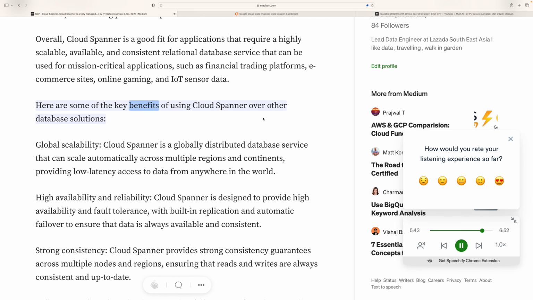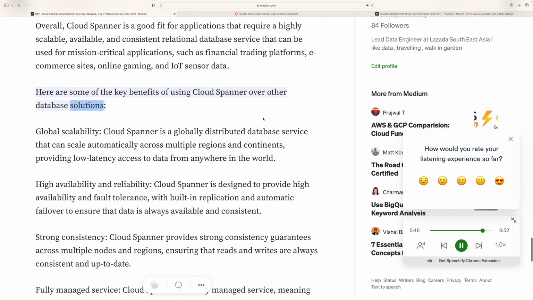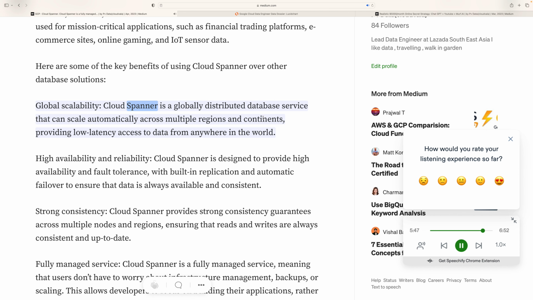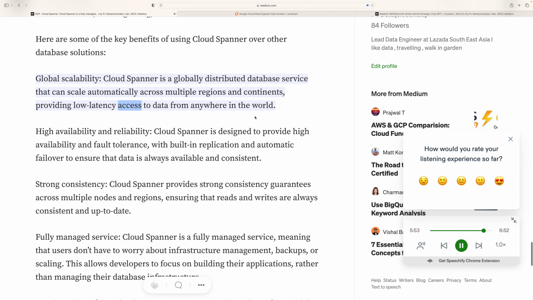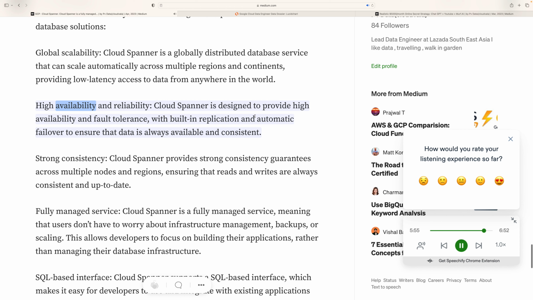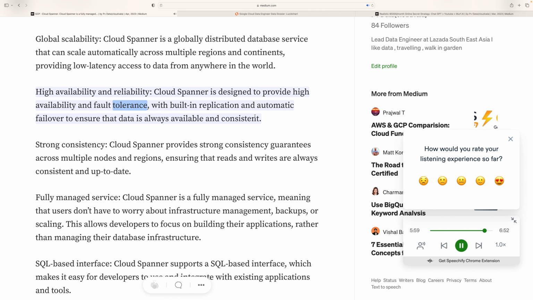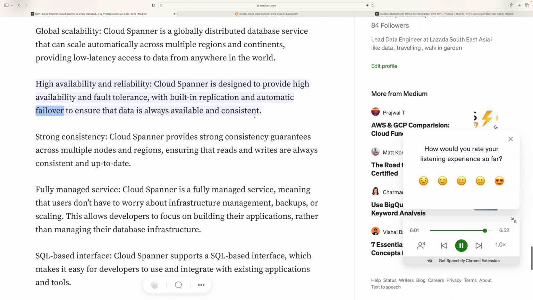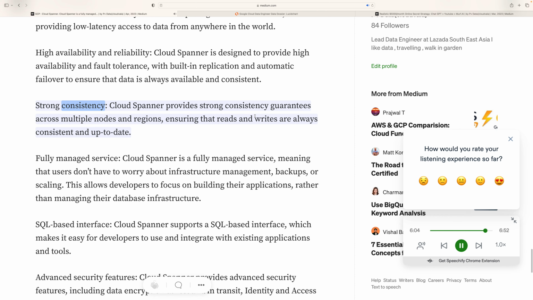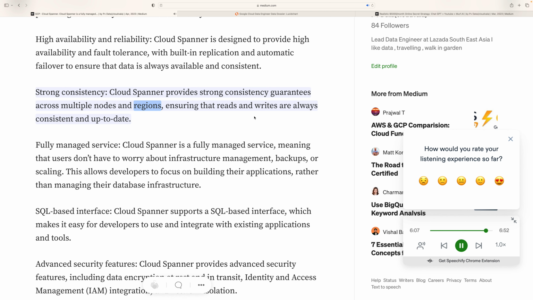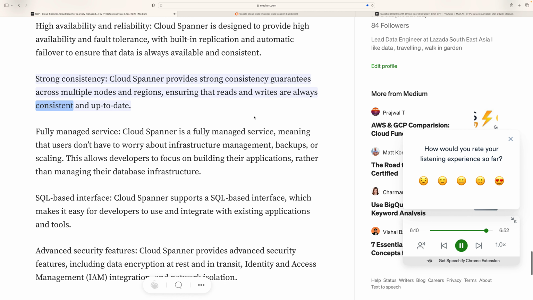Here are some of the key benefits of using Cloud Spanner over other database solutions. Global scalability. Cloud Spanner is a globally distributed database service that can scale automatically across multiple regions and continents, providing low latency access to data from anywhere in the world. High availability and reliability. Cloud Spanner is designed to provide high availability and fault tolerance, with built-in replication and automatic failover to ensure that data is always available and consistent. Strong consistency. Cloud Spanner provides strong consistency guarantees across multiple nodes and regions, ensuring that reads and writes are always consistent and up to date.